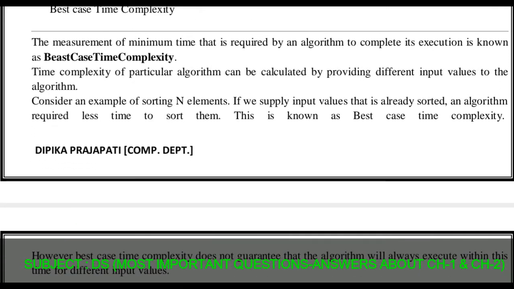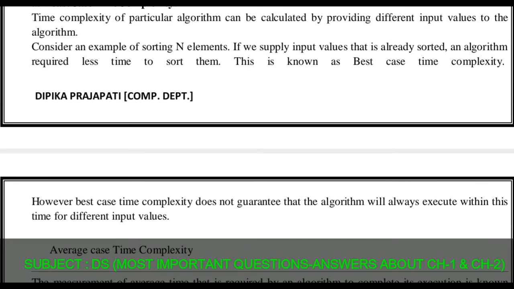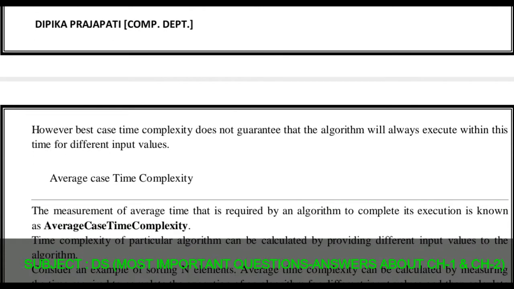Then best case time complexity. Best case time complexity is the very minimum time taken for performing the task. The measurement of the minimum time that is required by an algorithm to complete its execution is known as best case time complexity. The time complexity of a particular algorithm can be calculated by providing different input values to the algorithm. Consider the example of sorting n elements. If we supply input values that are already sorted, the algorithm requires less time to sort them. That is known as best case time complexity.